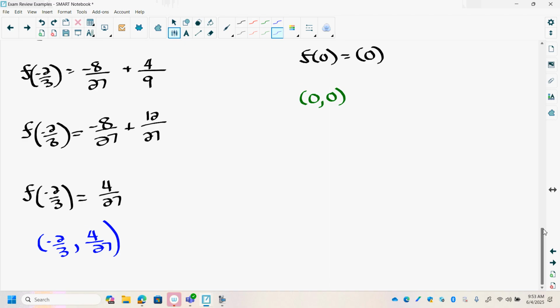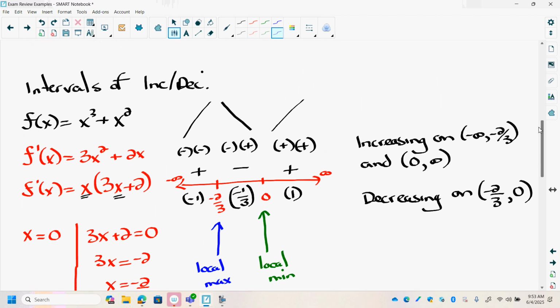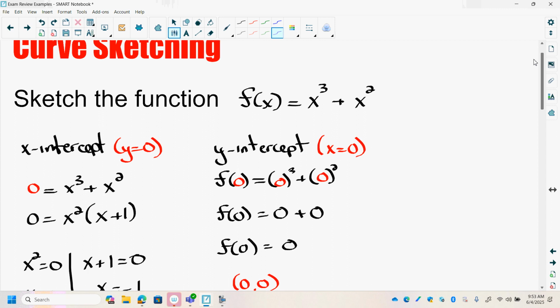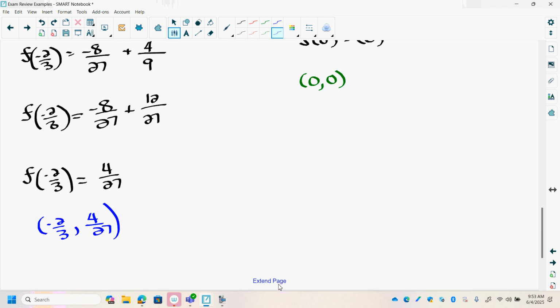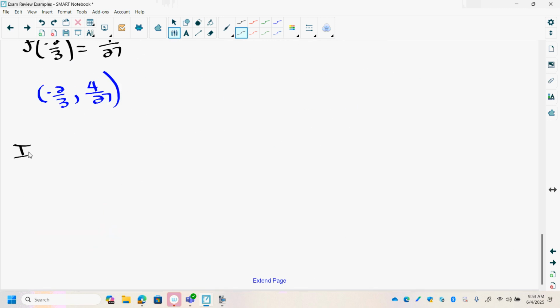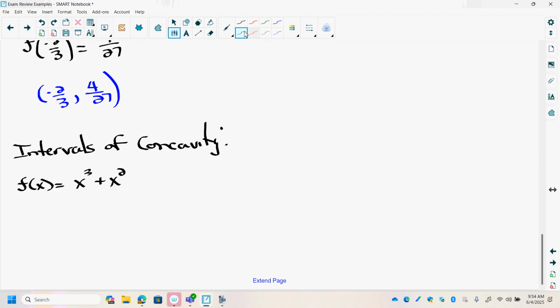What comes next after the intervals of increase and decrease and the maximums and minimums? Yeah, my intervals of concavity. How do we do the intervals of concavity? I got to find the second derivative. So the first derivative was 3x squared plus 2x. I'll leave it here. What would the second derivative be? 6x plus 2. Wicked.